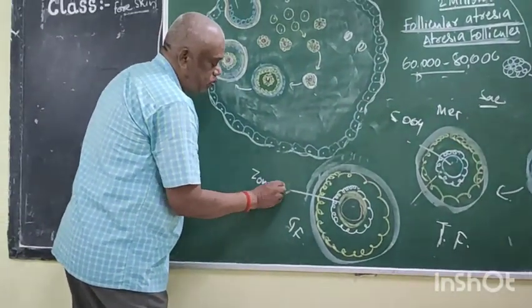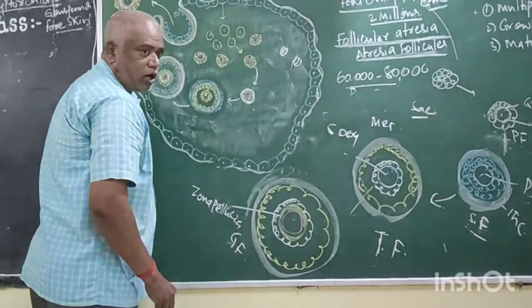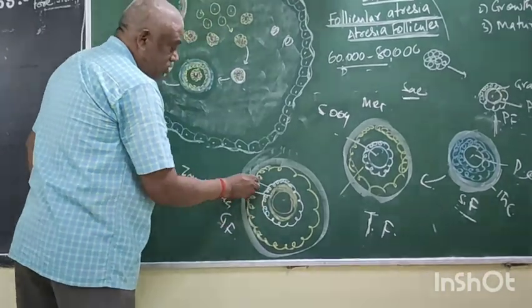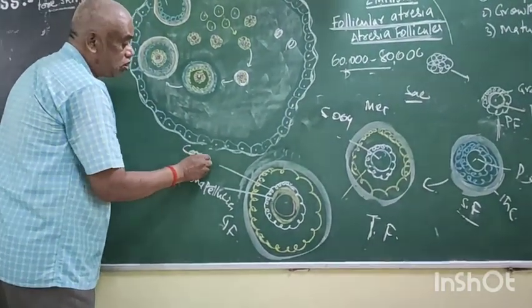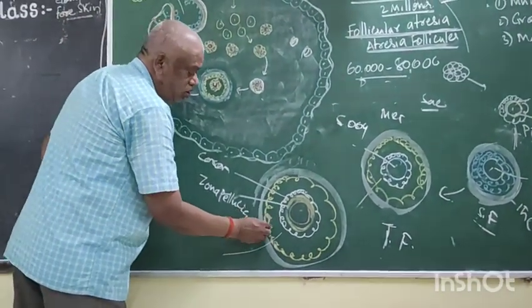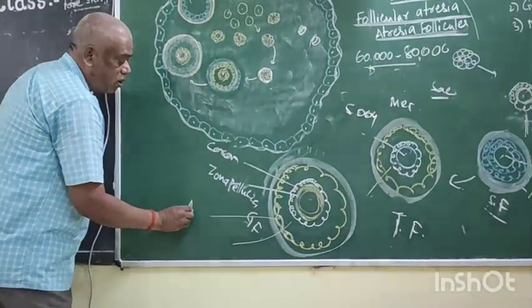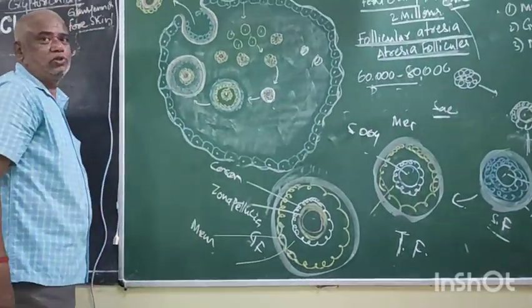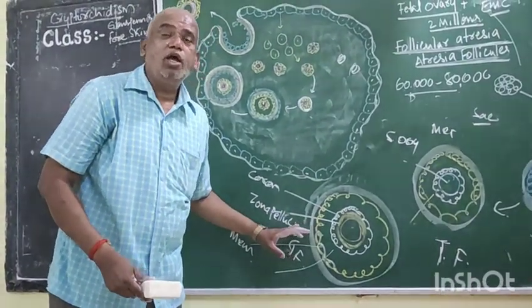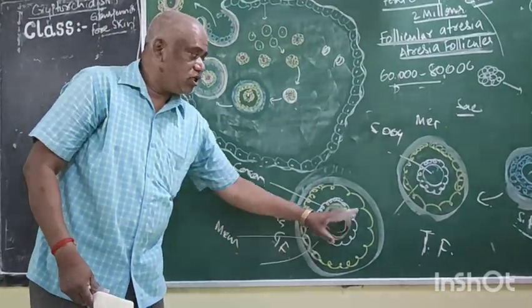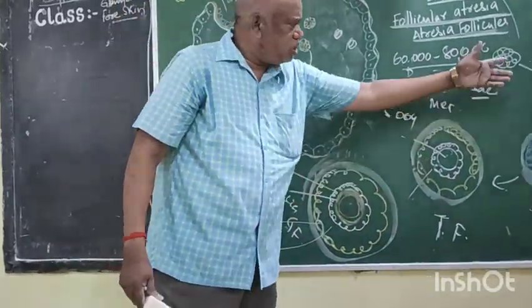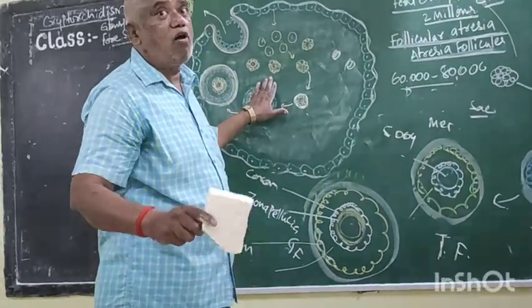Zona pellucida. Now the inner granulosa is called corona radiata. This is the antrum. The outer granulosa is called membrana granulosa. These are the technical names when the tertiary follicle becomes a Graafian follicle. All these changes occur in the ovary after puberty.